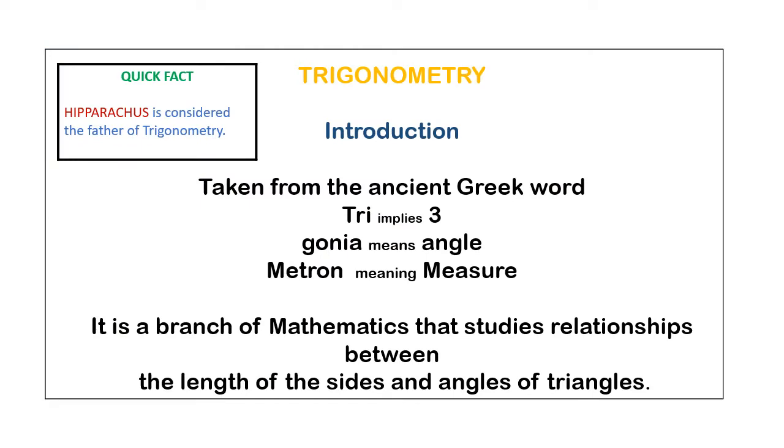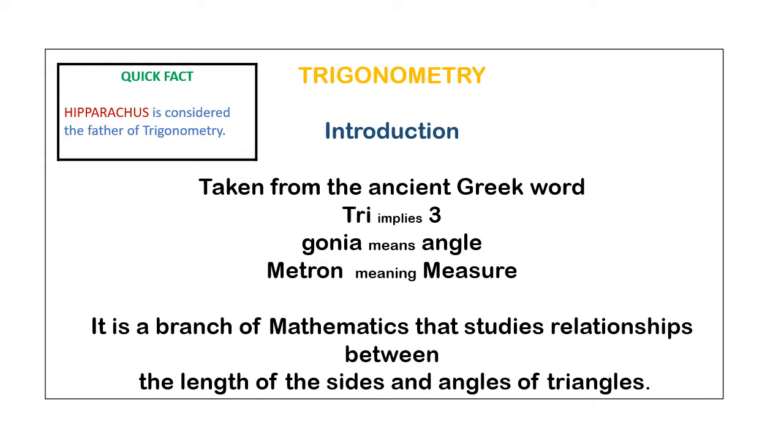Let us have a brief introduction about trigonometry. Trigonometry is taken from the ancient Greek words. Tri implies three, gonia means angle, and metron meaning measure. That is, trigonometry deals with triangles. Is it just any triangle? No, it deals entirely with right angle triangles. Why? We'll come to that.